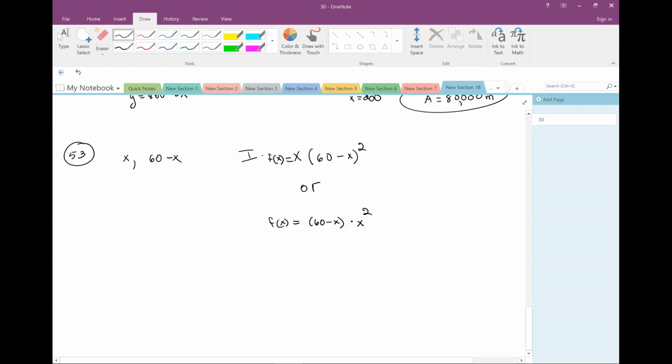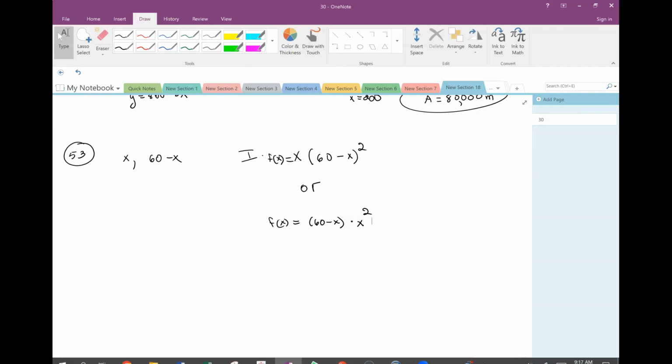The second one, because that's what the problem says: what's the maximum product of one number times the square of the other number? For the second one, you just distribute first. So you get 60x squared minus x cubed. Take a derivative, set it equal to 0, blah, blah, blah. Okay? All right.